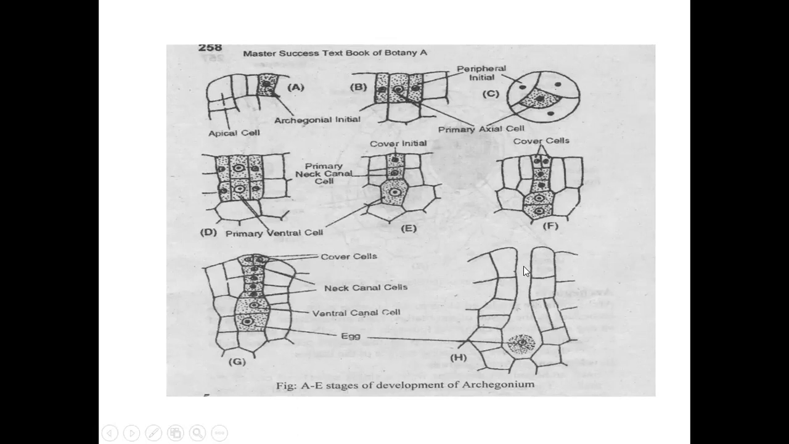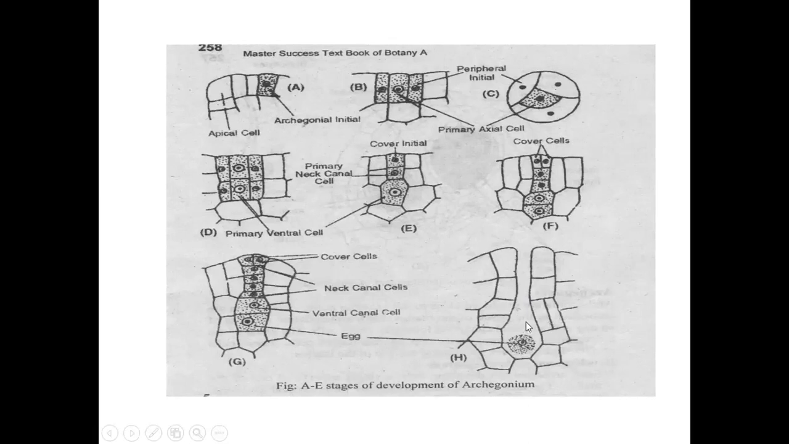And in Anthoceros, the neck region is very, very small and is made up of only 2 to 3 neck canal cells. It is conspicuously small. The globose venter consists of the female gamete, which is called the egg cell, and also a small venter canal cell.